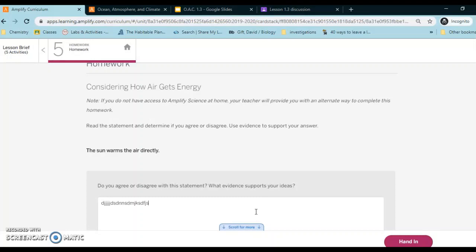Miss Jackson is going to hit random letters so that you can see. And then you're going to use evidence. We looked at the simulation. We looked at the experiment, and then you're going to make sure you hit the hand in button, and you are all done for today.